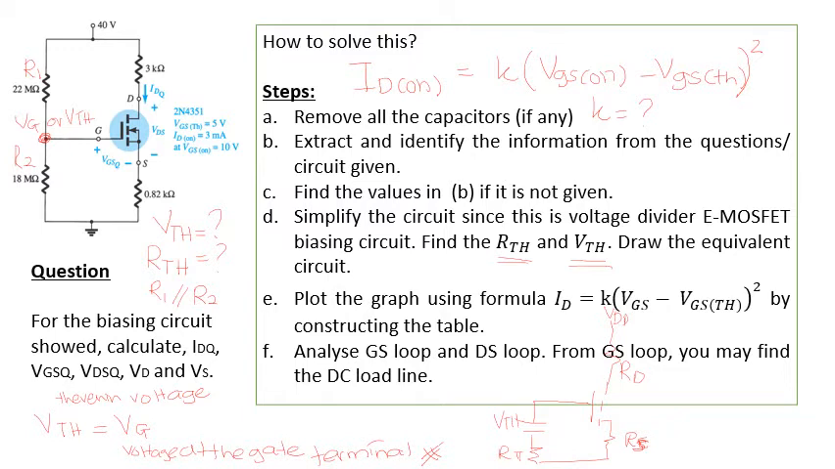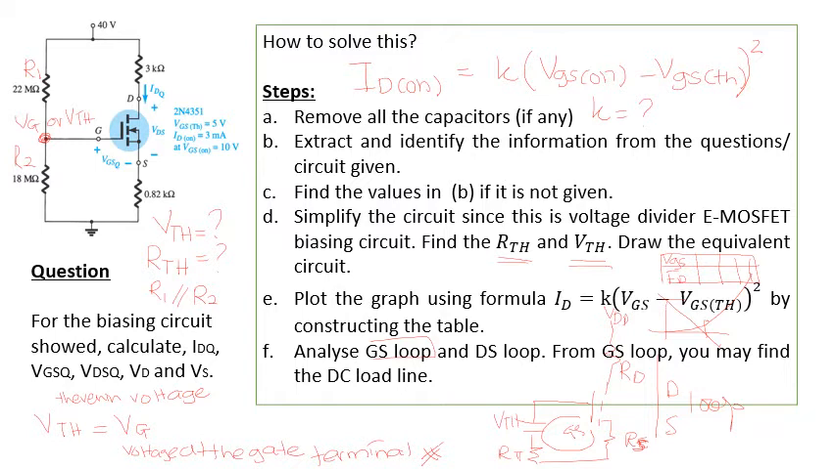In order for you to plot the graph, it is very important for you to construct the table, the VGS and the ID. Finally, analyze the GS loop. This one is the GS loop, and this one is the D to S loop. From the GS loop, you may find the DC load line, the intersection of the x-axis and also the y-axis.